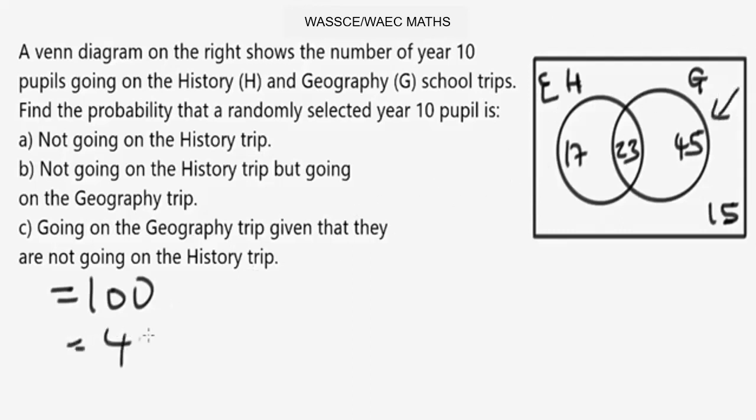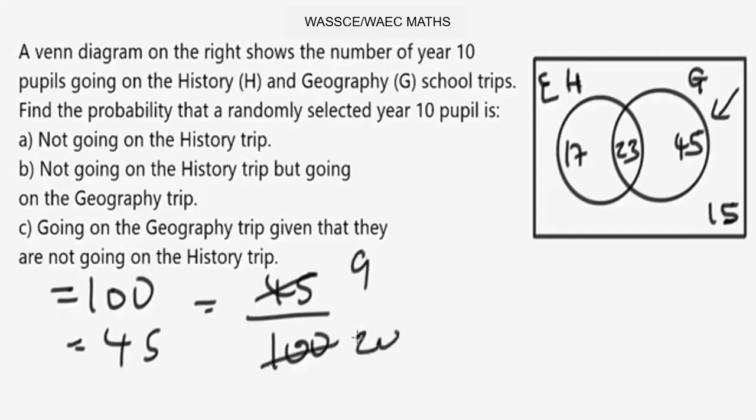We have it to be 45. This 23 signifies the number of year 10 pupils going for both history and geography trips. We don't want the both side, we just want only geography. That's why it's 45. So the probability will be 45 over 100. When you simplify this, 5 into 45 gives 9, and 5 into 100 gives 20. So 9 over 20 gives us 0.45. It's as simple as that.